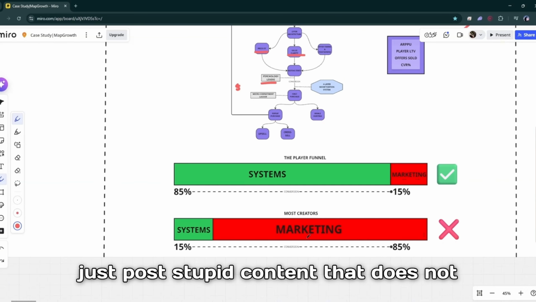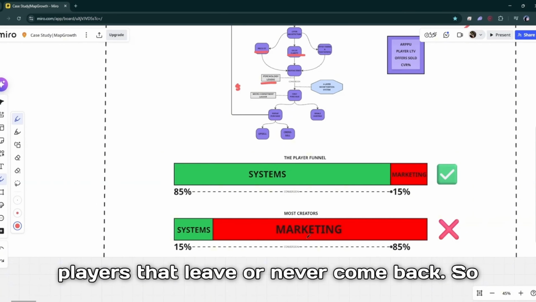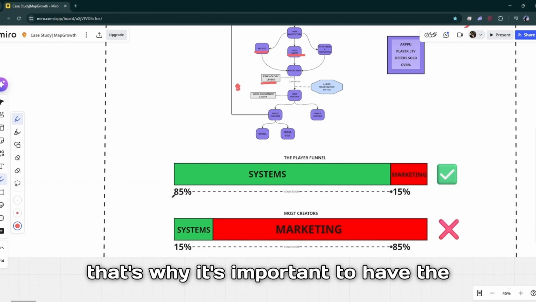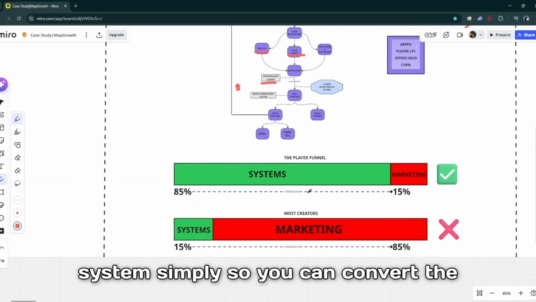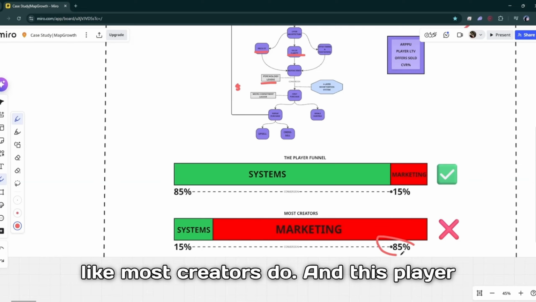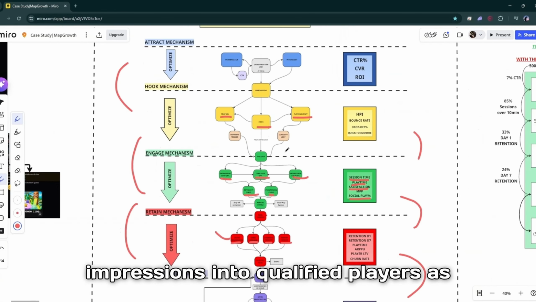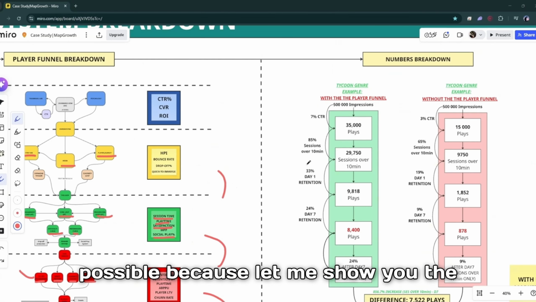They just post stupid content that does not convert, or if it does, it just attracts players that leave or never come back. So that's why it's important to have the systems in place so you can convert the highest amount of players as possible and not rely on a stupid marketing strategy like most creators do. And this player funnel allows me to convert as many impressions into qualified players as possible. Because let me show you the numbers.